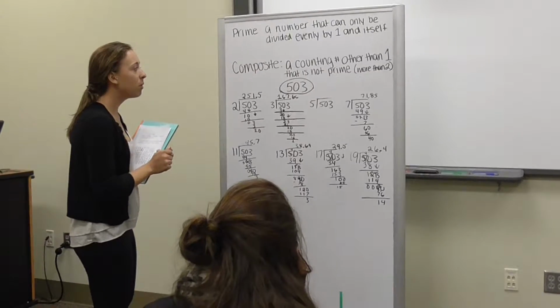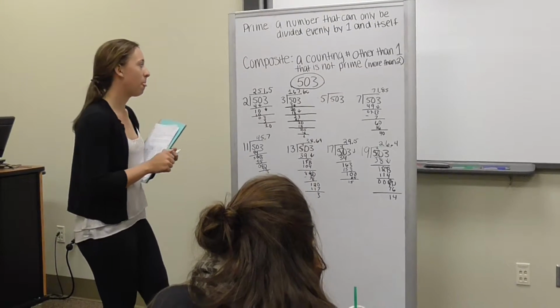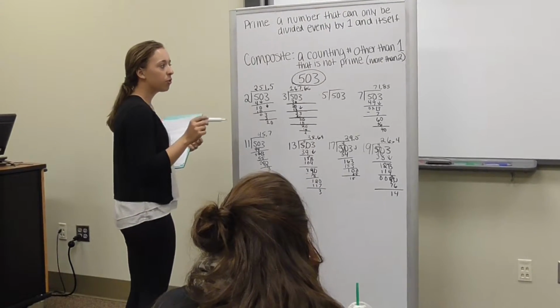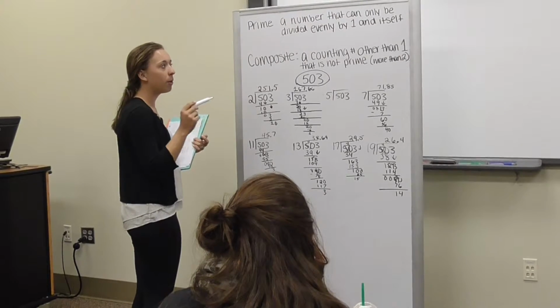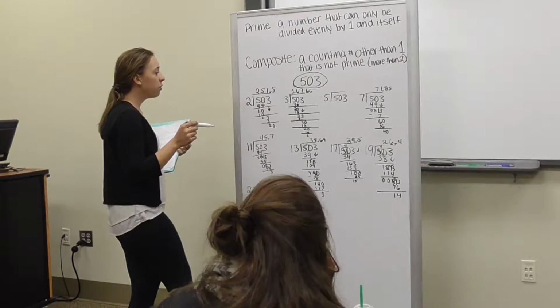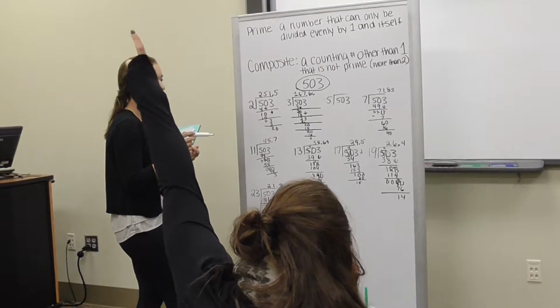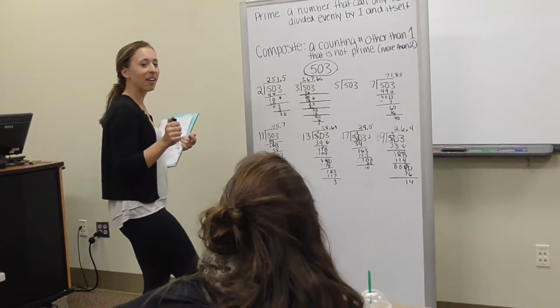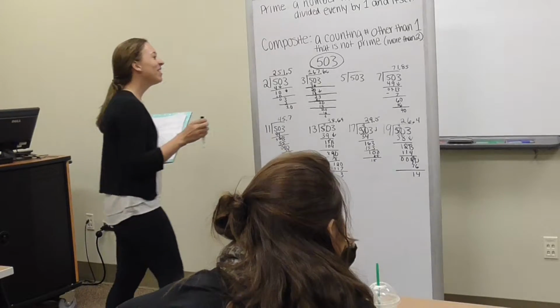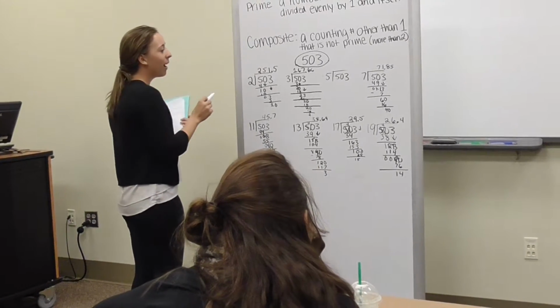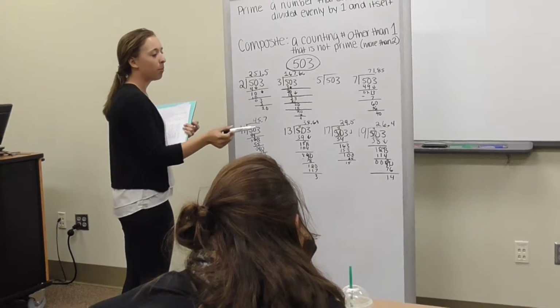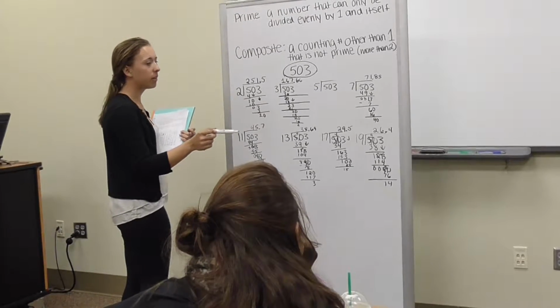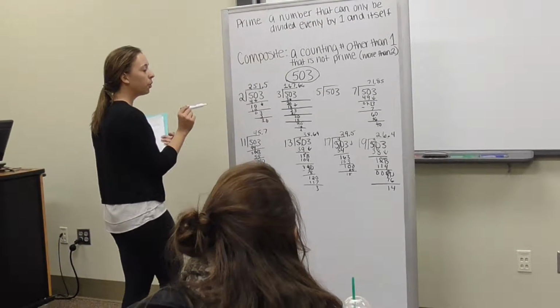So we're going to be talking about the number 503. We divide 503 to check whether it's a prime or composite number. And to do that, we start by dividing it. I just want to know what we're dividing, right? Okay. We're going to divide 503 by a list of prime numbers in order from least to greatest. So we start with 2.